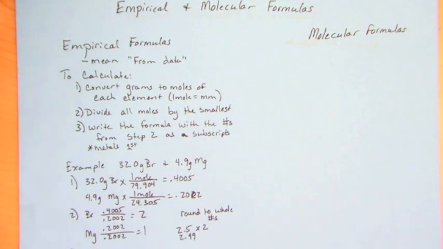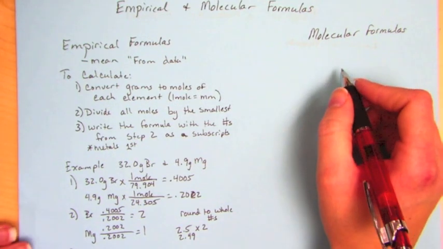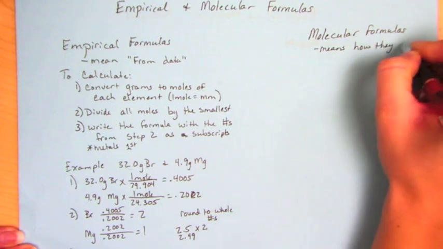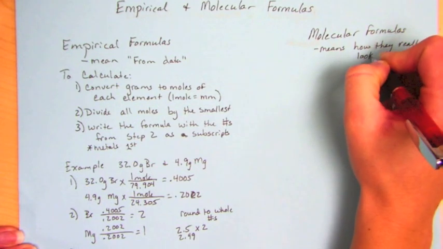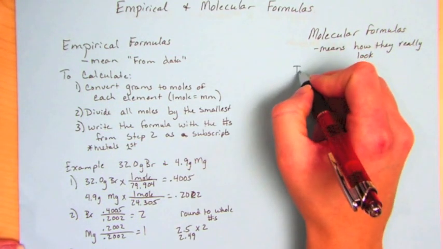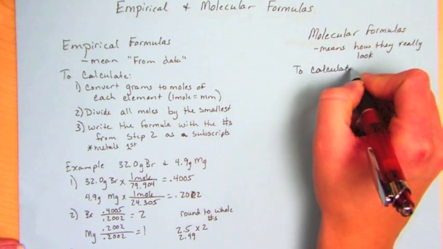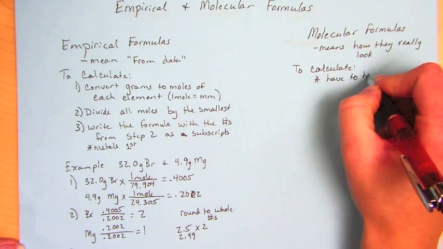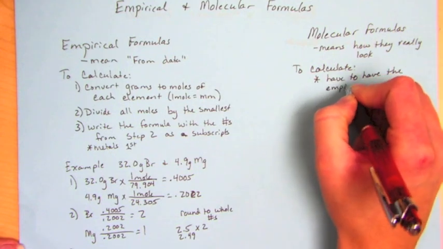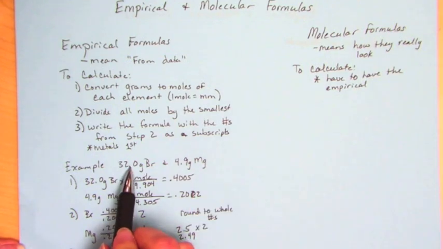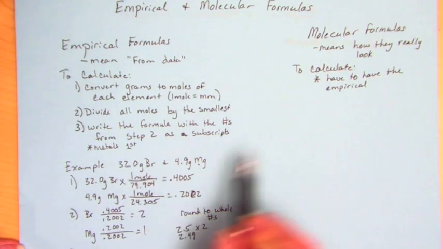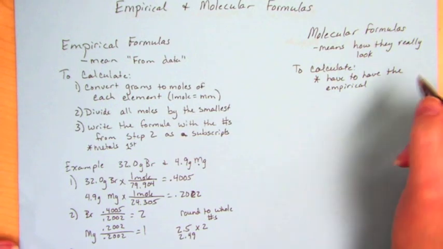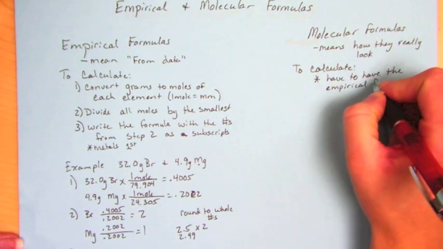For molecular formulas, this means how they really look, or the real formula. To calculate, there is a step 0. You have to have the empirical formula first. So if I give you data, like I give you this data and then the molar mass of the molecular formula, you first have to go through these steps to figure out the empirical formula, and then you can put it into this to do the molecular formula. So you have to have the empirical formula to start.